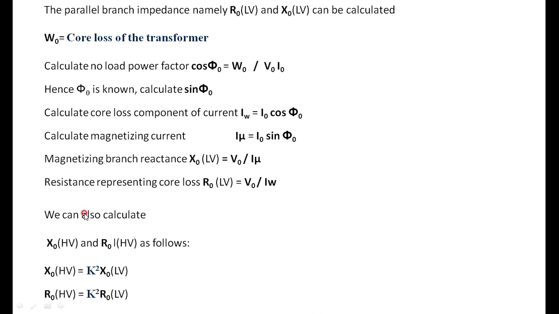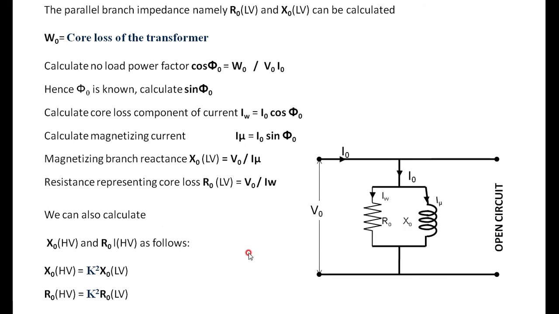This is how we have to calculate the value of R naught and X naught from the open circuit test. Therefore, from the open circuit test, what information are we getting? One, we are getting the core losses of the transformer, that is the no load losses. The other important information is the value of R naught and X naught of the equivalent circuit. This is how the equivalent circuit parameters look, that is R naught and X naught.